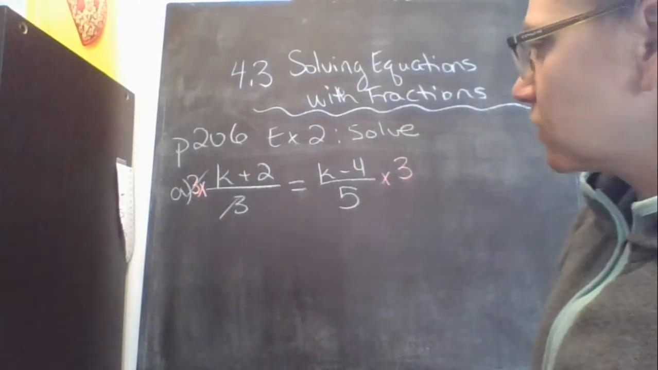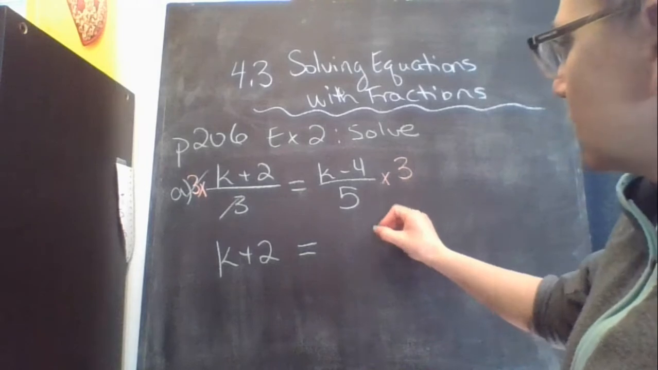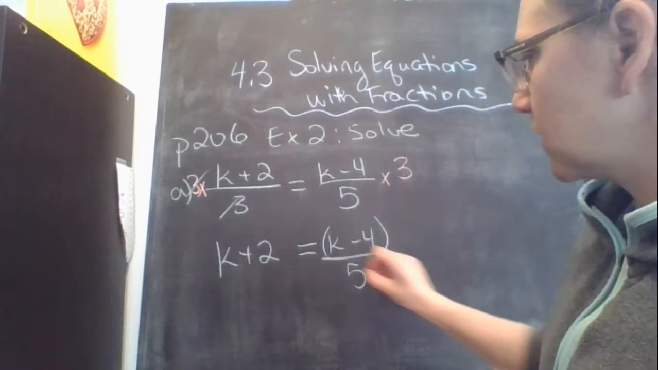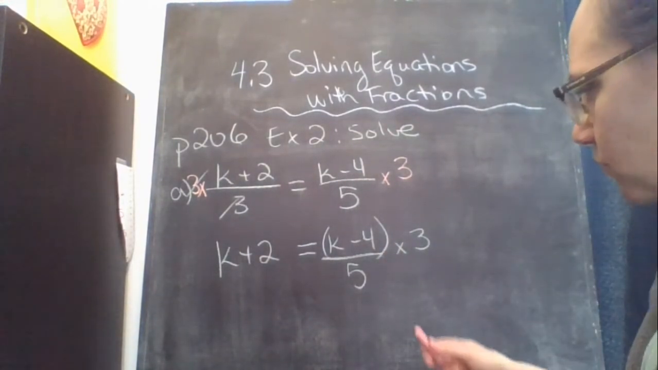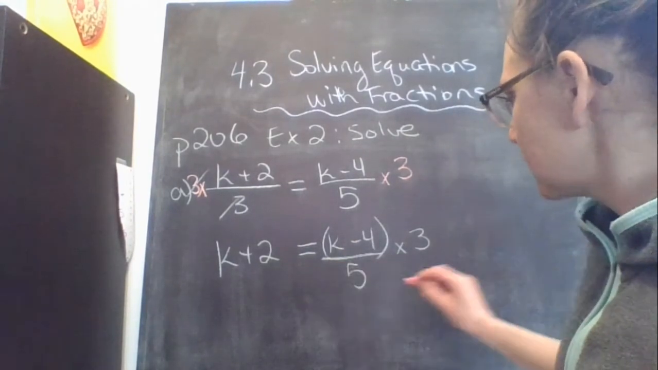Cancel, cancel. So this side, you've got k plus 2 is left equals (k minus 4) over 5. So I'm going to just throw that in brackets. And I'm just going to leave my times 3 out there because I'm not done rearranging things. Now I want to times both sides by 5 to get rid of it.